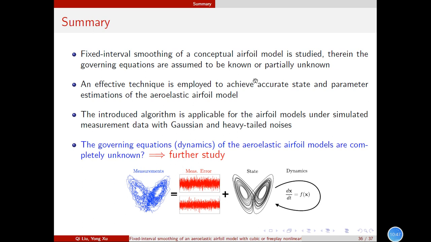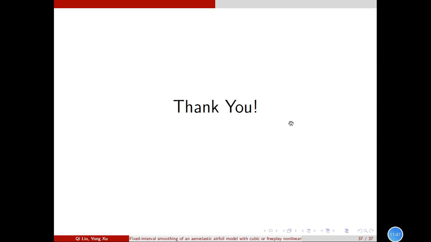In summary, in this work, the fixed interval smoothing problem of a conceptual airfoil model is studied, in which the governing equations are assumed to be known or partially unknown. And we find that the introduced algorithm is applicable for aeroelastic airfoil models with cubic or free play nonlinearity under simulated measurement data with Gaussian and heavy-tailed measurement noise. It should be noted that in the present study, the governing equations of the airfoil models are assumed to be known or partially unknown. So, how about when the governing equations of the aeroelastic airfoil models are completely unknown? This will be our further study. That's all. Thank you.